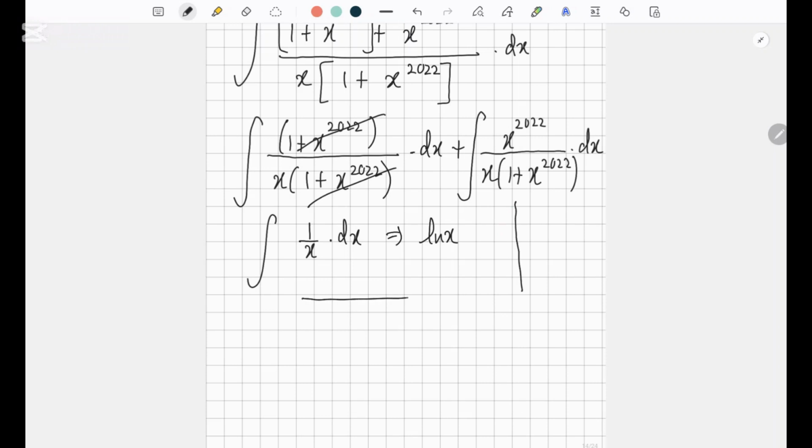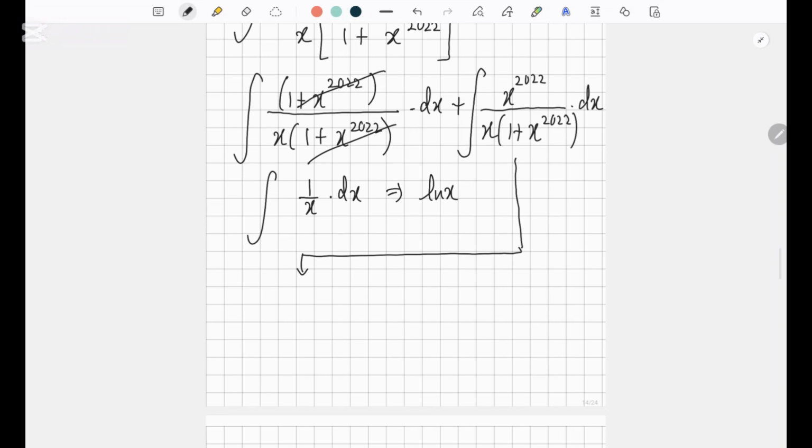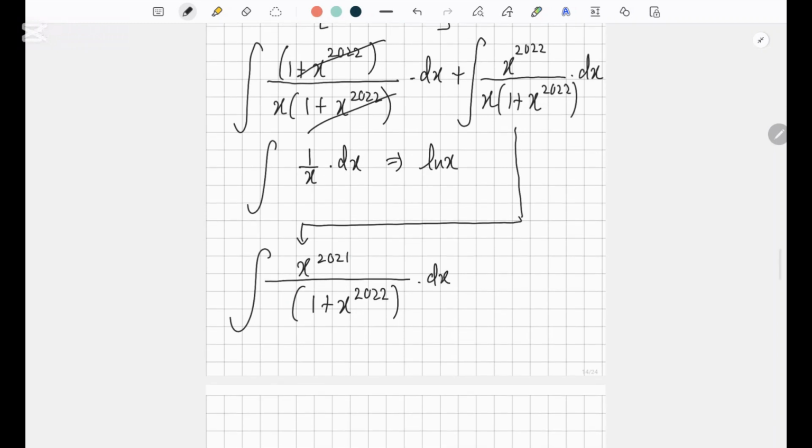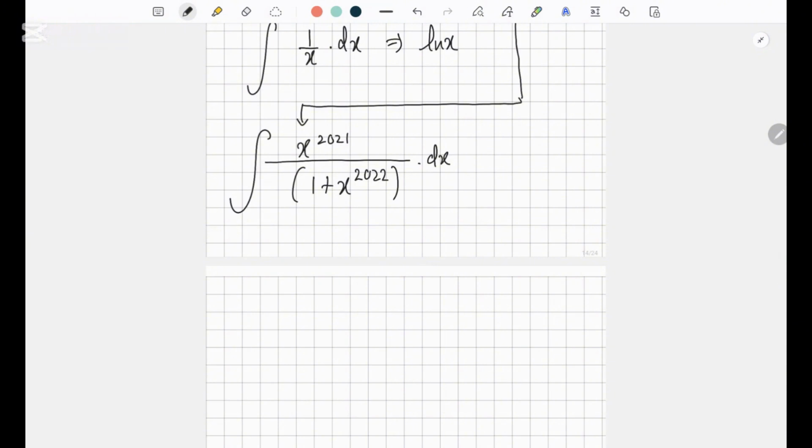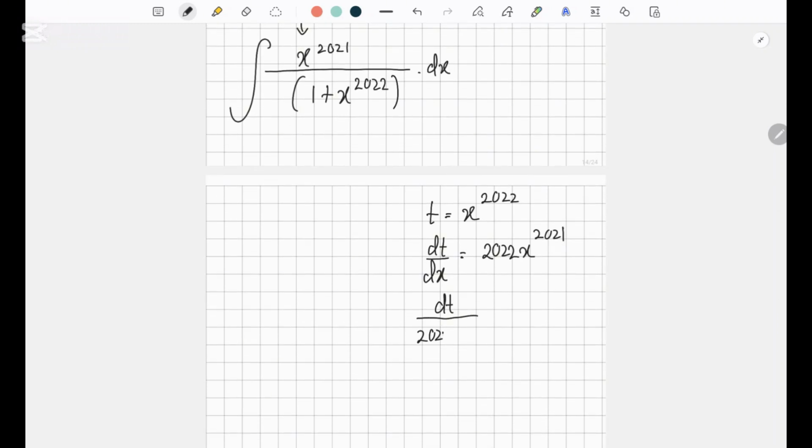So if I take it down here, we got x to the power 2022 over x into 1 plus x to the power 2022, dx. Now you could cancel these off and you'll have x to the power 2021, because 2022 minus 1 is 2021. Now this is easy, right? I don't even have to take a substitution, but I'll take it so that you guys will understand. I'll take a substitution of t equals x to the power 2022, then dt over dx equals 2022 into x to the power 2021. So dt over 2022 x to the power 2021 equals dx.